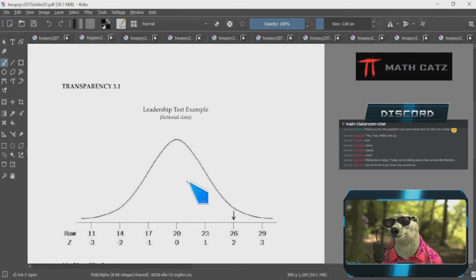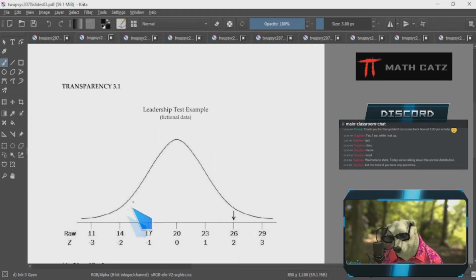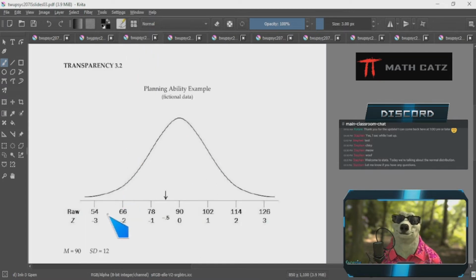Now, before I go further in this example, let me jump to another example. This one is a questionnaire that tries to assess the person's ability to plan successfully and effectively. And they were scored 54 to 126, with 90 being the average. Both have the same kind of profile, this bell curve, this normal distribution. However, the scores were very different, right? The previous one had scores ranging from 11 to 29 with an average of 20. This one had different scores.